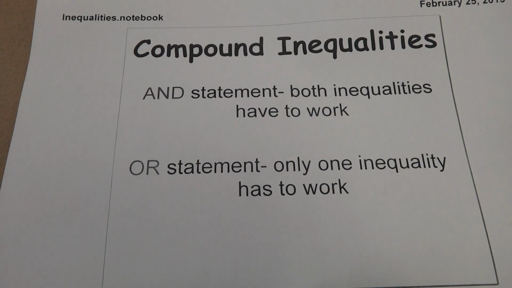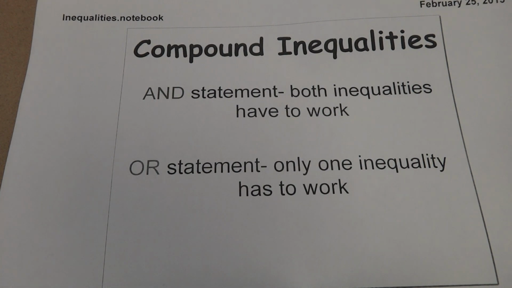Today we are going to learn how to solve and graph compound inequalities. A compound inequality is a sentence with two inequality statements joined either by the word and or by the word or. Compound inequalities that have an and statement means that both inequalities have to work. And a compound inequality that has an or statement means that only one of the inequalities has to work.